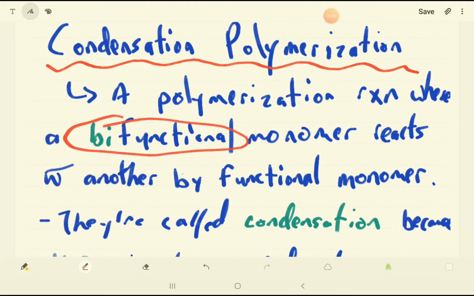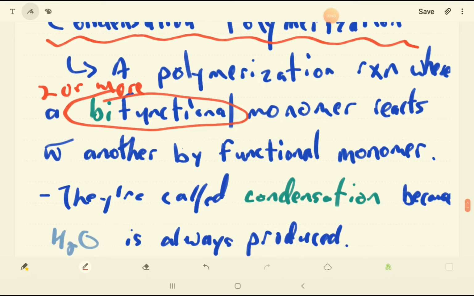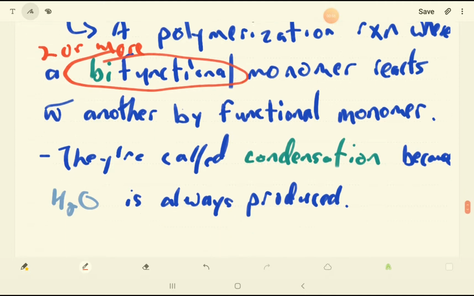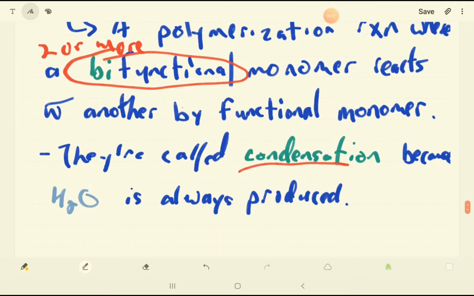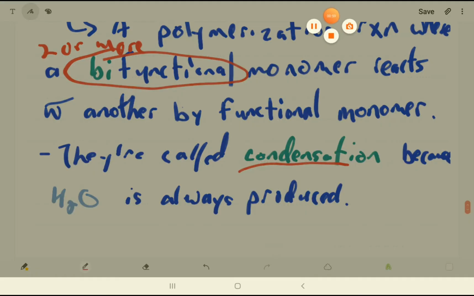And what that means is that they contain two or more functional groups. So it could be two alcohols, two carboxylic acids, two ketones, etc. So we have a bifunctional monomer that reacts with another bifunctional monomer. And we call them condensation because H2O is always produced.